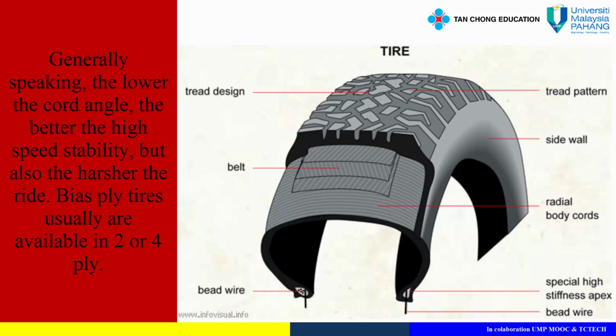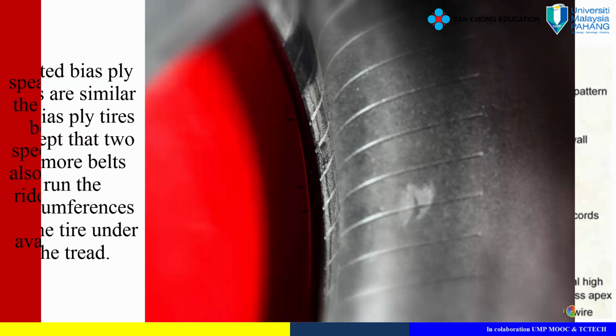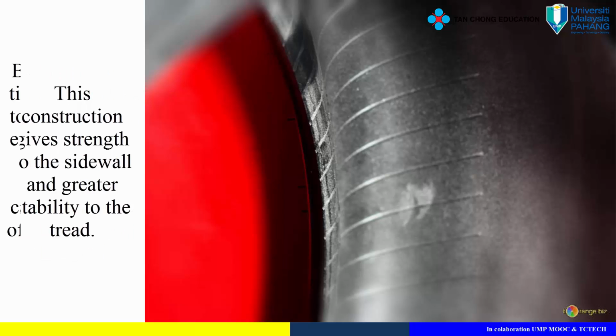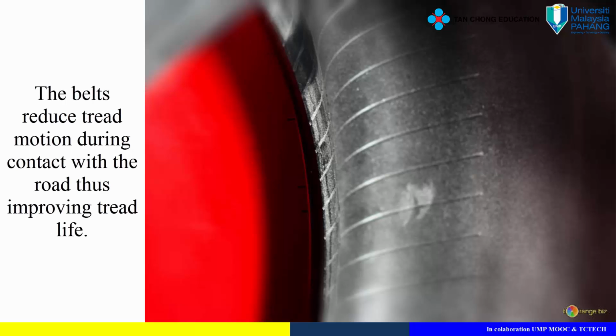Bias ply tires usually are available in 2 or 4 ply. Belted bias ply tires are similar to bias ply tires, except that 2 or more belts run the circumference of the tire under the tread. This construction gives strength to the side wall, and greater stability to the tread. The belts reduce tread motion during contact with the road, thus improving tread life.